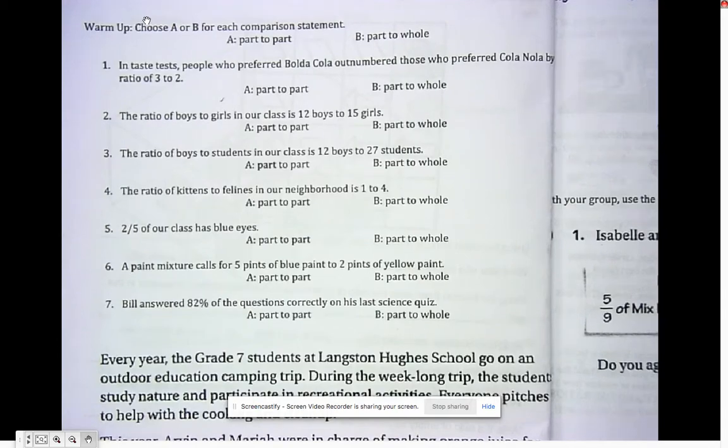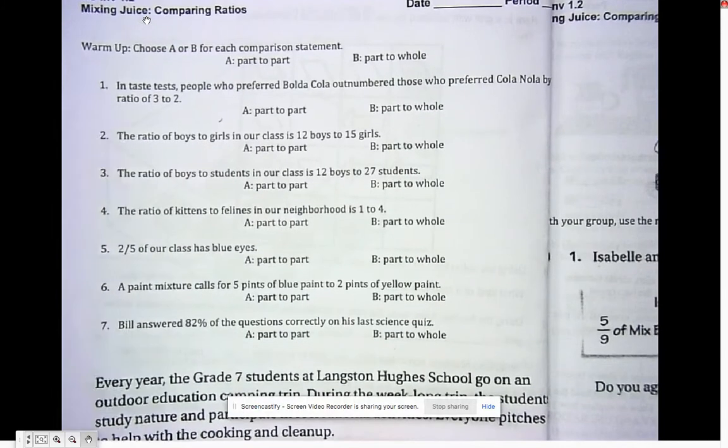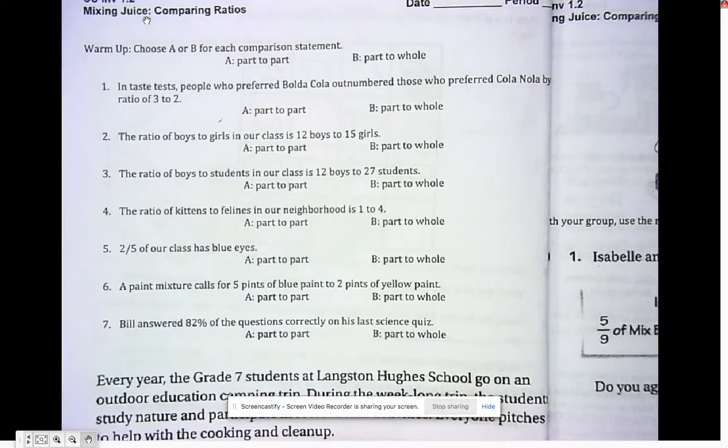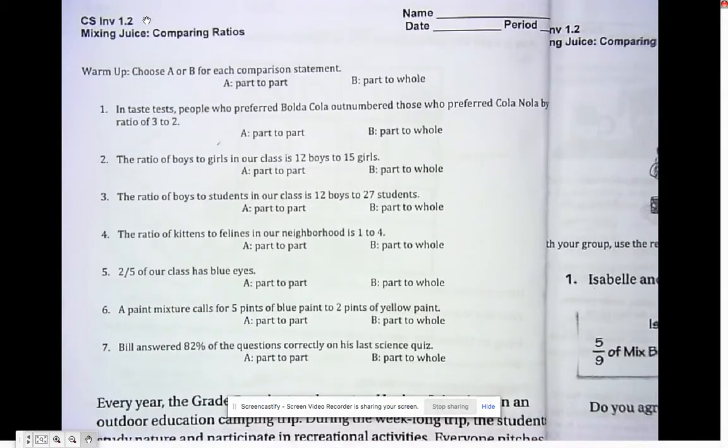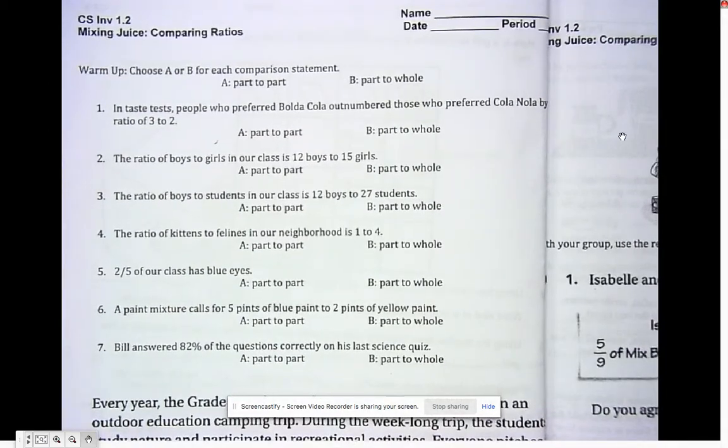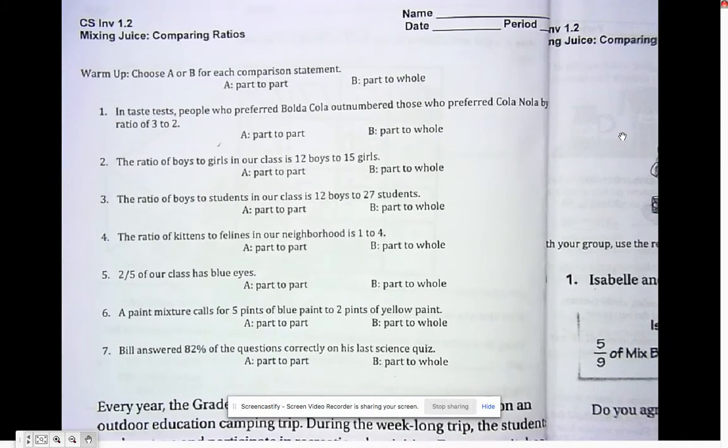All right, so let's go ahead and turn in your green folder to page 8, where it says Investigation 1.2, Mixing Juice, Comparing Ratios. I want you to do a little warm up before we start. Read each of these sentences and then decide whether you think it's a part to part or a part to whole comparison.